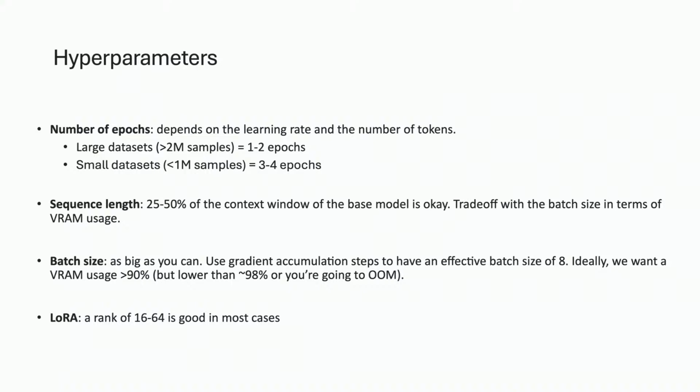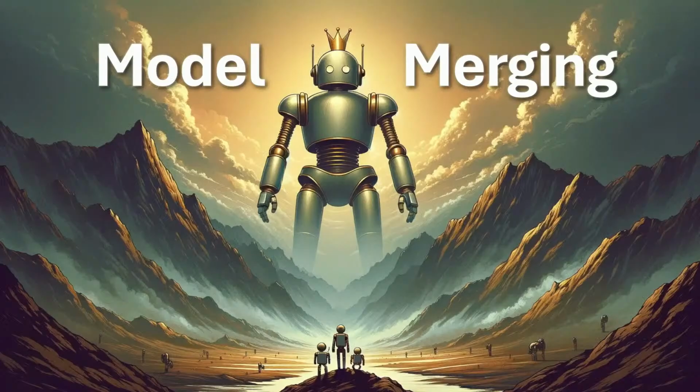Sequence length is also important because it's a trade-off with the batch size: the longer the sequence length, so the bigger the context window, the more VRAM you're going to use. But you don't need to use a sequence length as big as the pre-trained model's. Then you have the batch size. You want to maximize it to maximize the utilization of your GPUs. And then you have LoRA with the rank. This is quite easy to fine-tune, so I don't want to go into the details here.